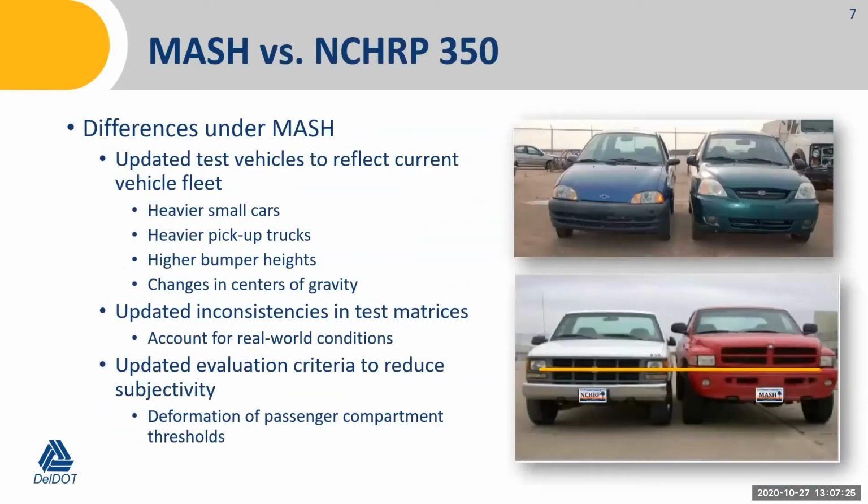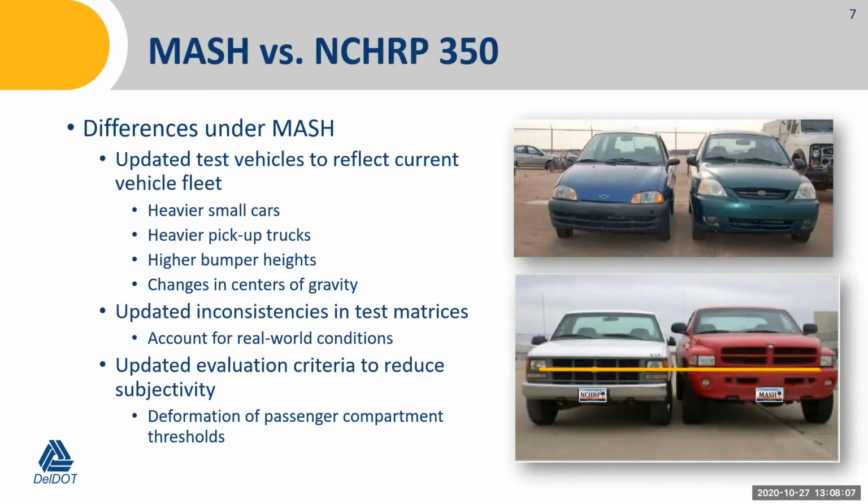So some differences under MASH, just a reminder again from this morning. One of the big differences is updating the test vehicle fleet to reflect the current vehicle fleet. So out with the Geo Metro from NCHRP 350 and in with the Ford Focus or similar types of vehicles, basically providing for the heavier small car as small car designs changed over the years. The pickup truck went from a two-door pickup truck to a quad cab style pickup truck, which has a higher bumper height and differences in center of gravity, which all affect how these vehicles react when impacting roadside hardware.